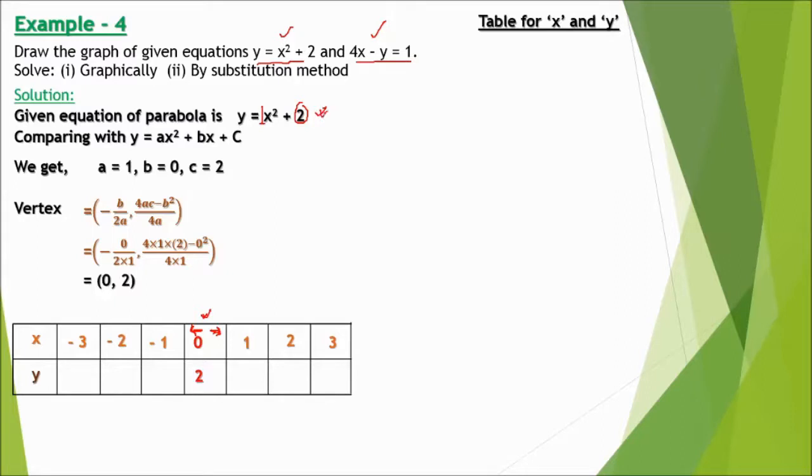Now we are going to substitute the values of x in this equation. If we substitute x as 1, we get 3, and for minus 1 also we get 3. For 2, it will be 6, and for minus 2 also 6. For 3 we get 11, and for minus 3 also 11.